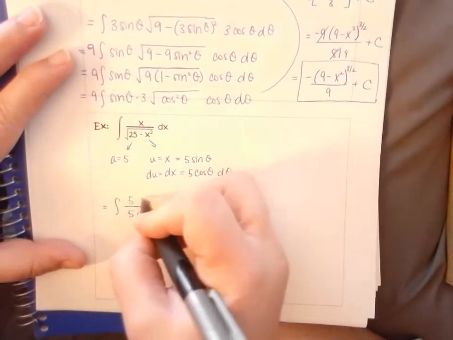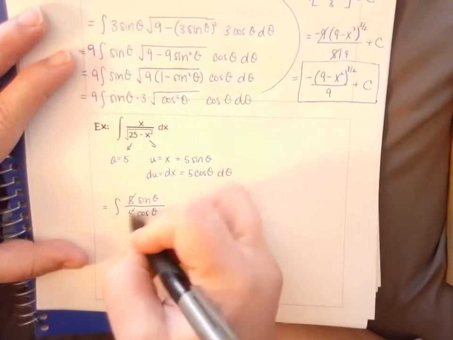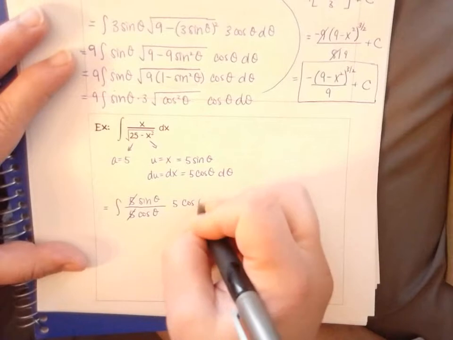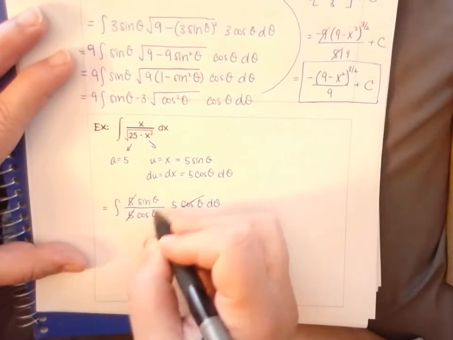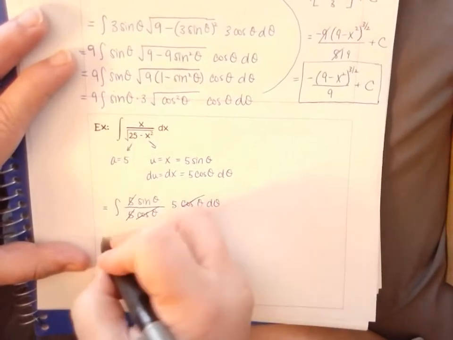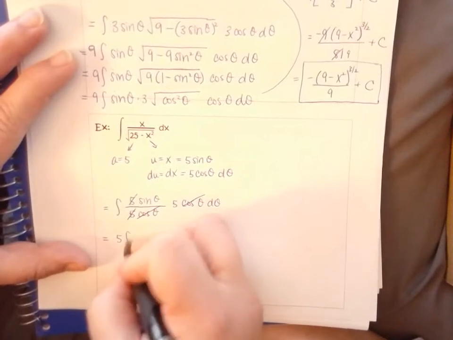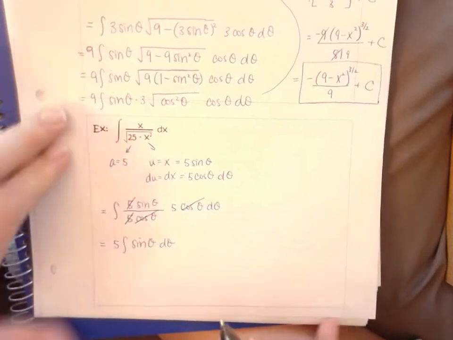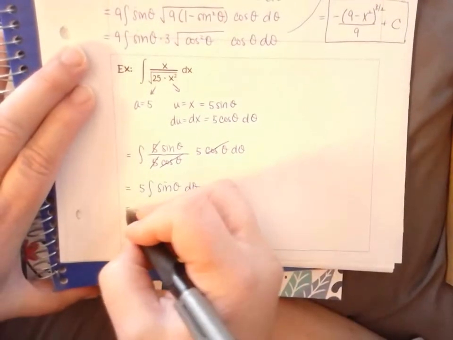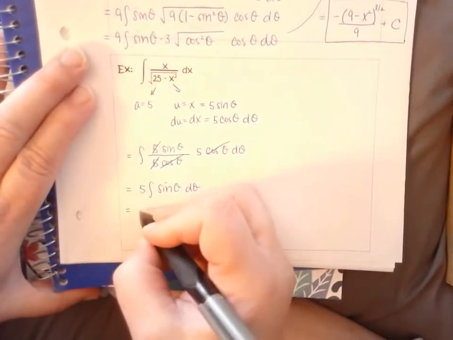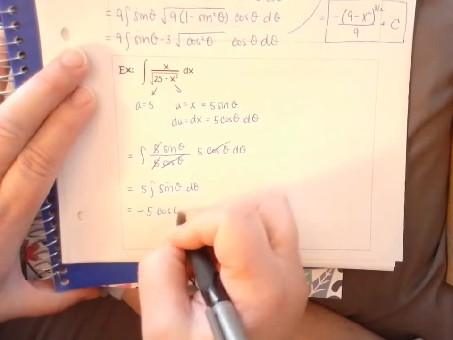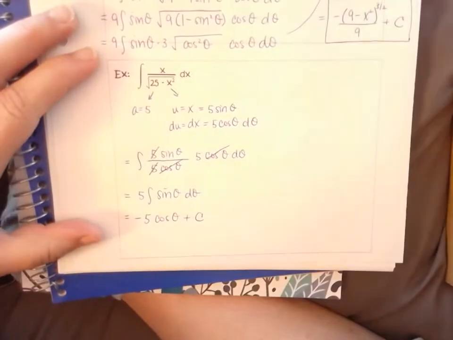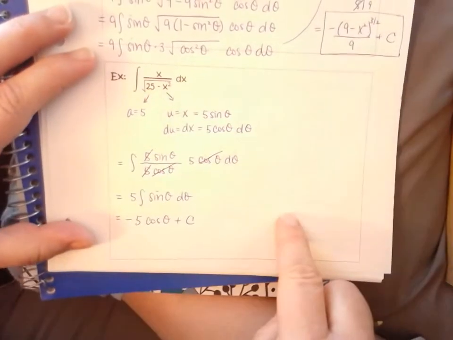x becomes 5 sine theta, and dx becomes 5 cosine theta d theta. So what you're telling me is we're really just taking the integral of 5 sine theta. Well, the integral of 5 sine theta would be negative cosine. But remember, cosine is not the original function. We're not using thetas in our original up here.